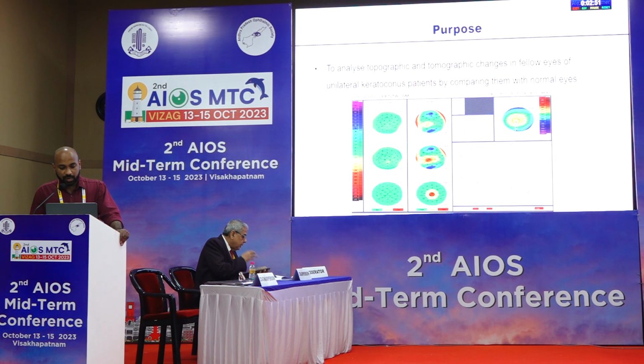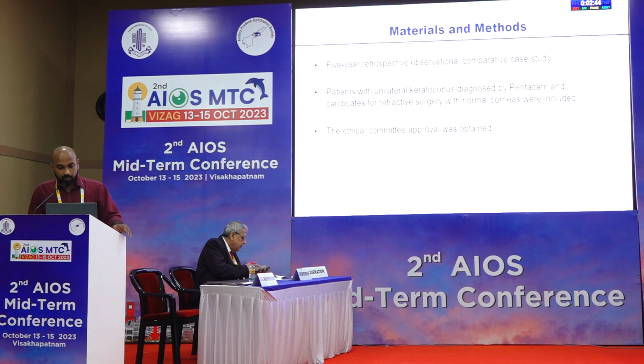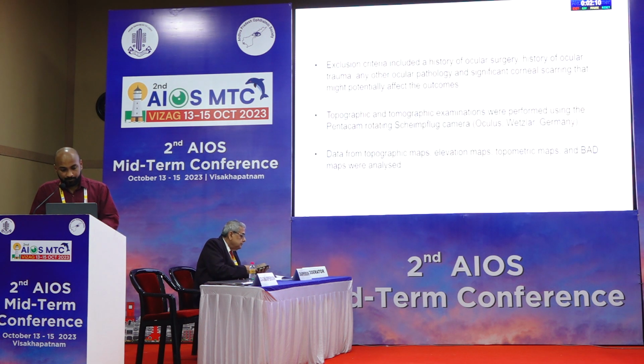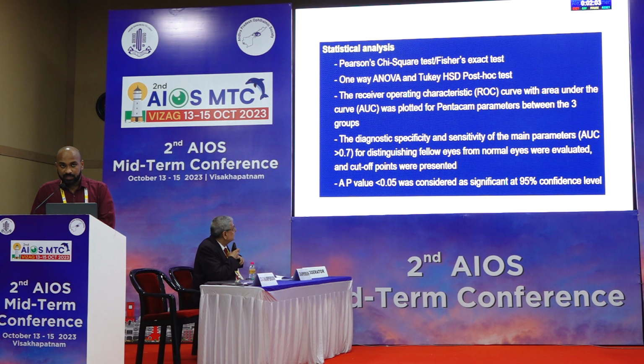The purpose of the study was to analyze the tomographic changes in fellow eyes of unilateral keratoconus patients by comparing them with normal eyes. This was a 5-year retrospective comparative study, and patients with unilateral keratoconus diagnosed by Pentacam and normal candidates of refractive surgery were included. There were 3 groups: one group with advanced keratoconus eyes, another group with normal fellow eyes, and the third group with normal candidates. You might be thinking about the smaller sample size, but in this study we have exclusively included only those eyes in whom the fellow eyes are absolutely normal, that is, clinically normal and even with a D value less than 1.6. The examination was performed using Pentacam, and all the maps were compared. These were the statistical methods used.